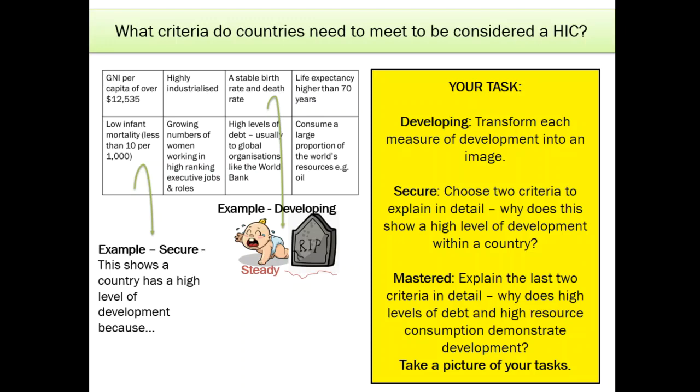For the mastered task then, I want you to take the last two pieces of information. Why does high level of debt and high resource consumption demonstrate development? So why are those two pieces of information showing that a country can be considered more developed and a high income country? Okay, once you've done that, I want you to take a picture of your work ready to upload at the end of the lesson. If you pause the video now, you can complete this task.